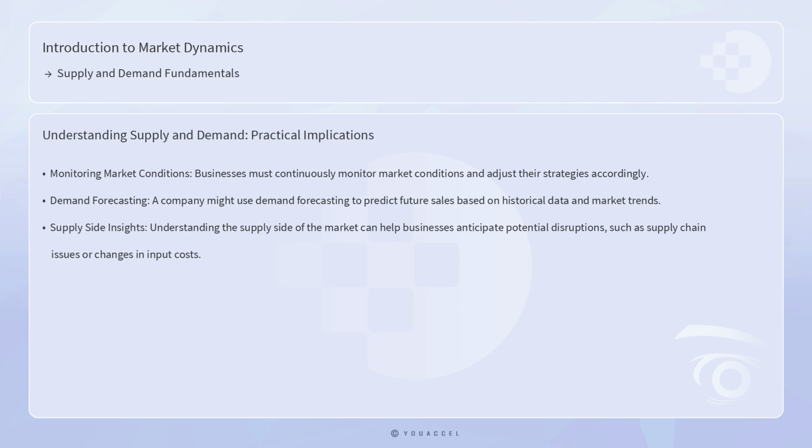Similarly, understanding the supply side of the market can help businesses anticipate potential disruptions, such as supply chain issues or changes in input costs, and develop contingency plans.